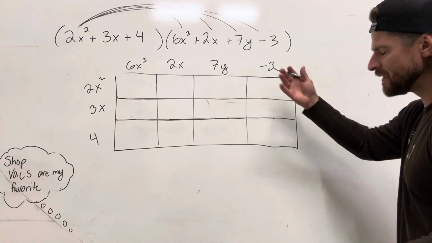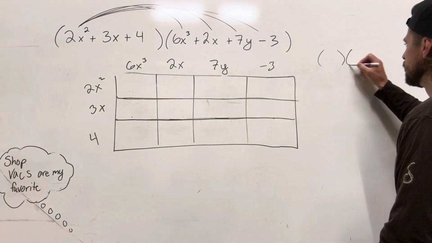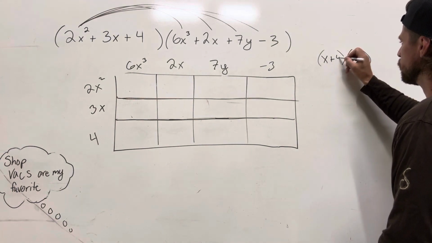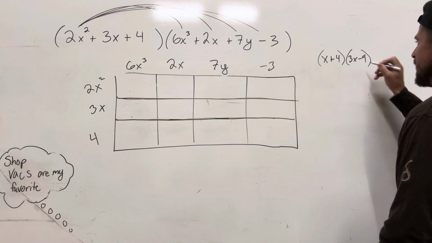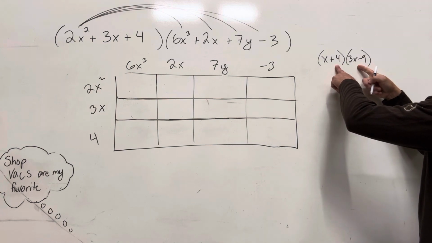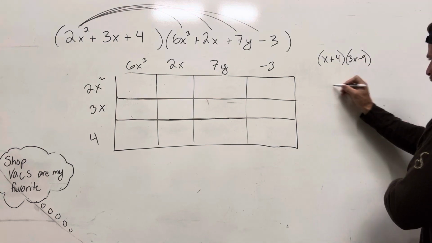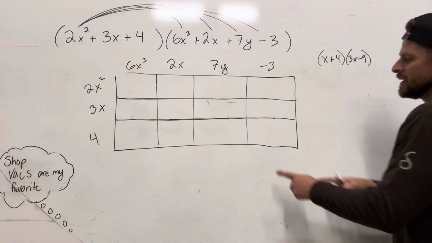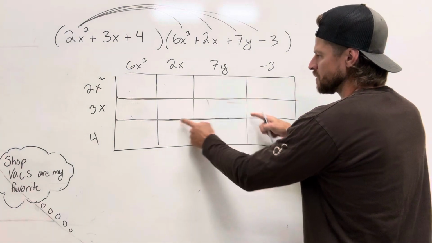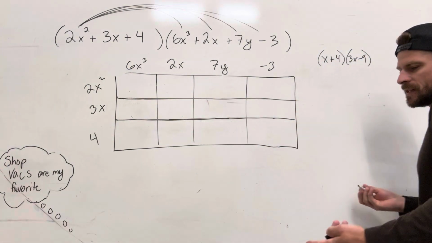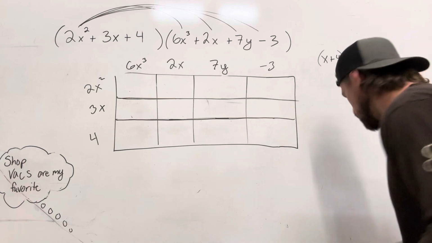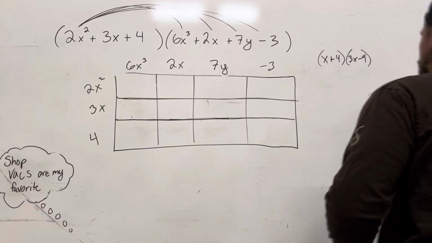This is very different than a binomial times another binomial. X plus 4 times 3x minus 9. Something like that, you're gonna only end up with 4 terms. So you can just simply write those 4 terms down and combine them. It's much easier to find like terms once you grid it out like this. So that's just a recommendation. By no means do you have to do that. Okay, so how do we go about this?